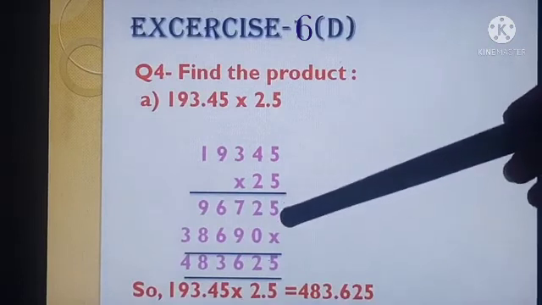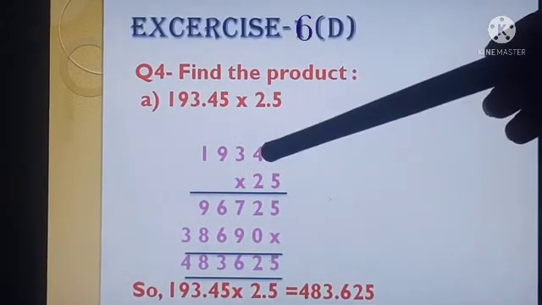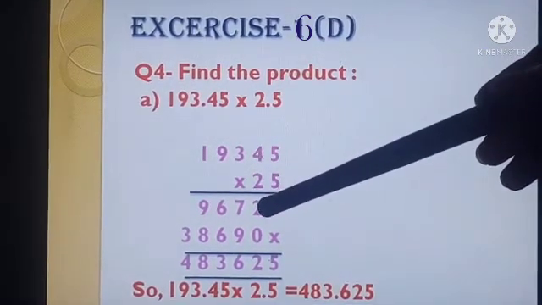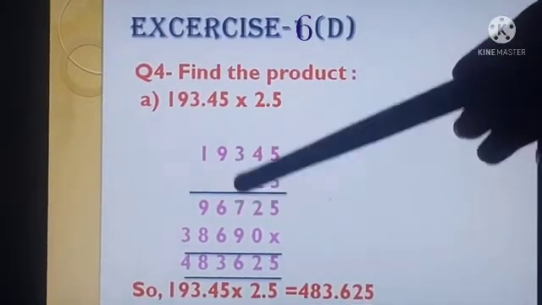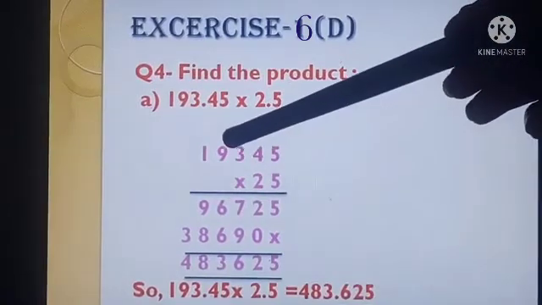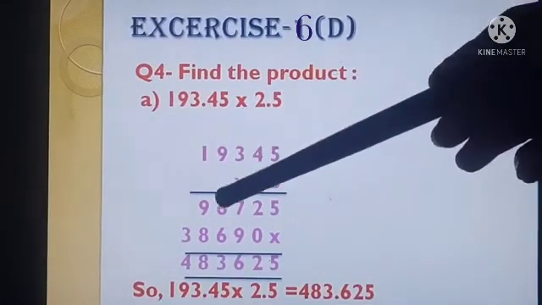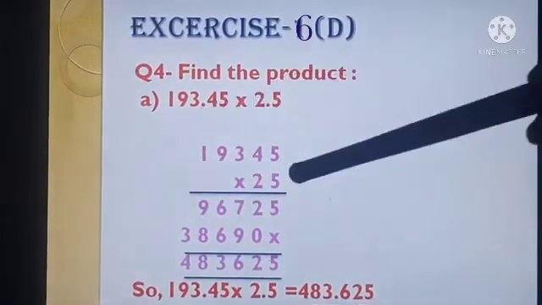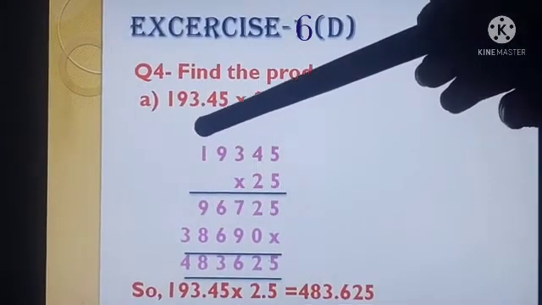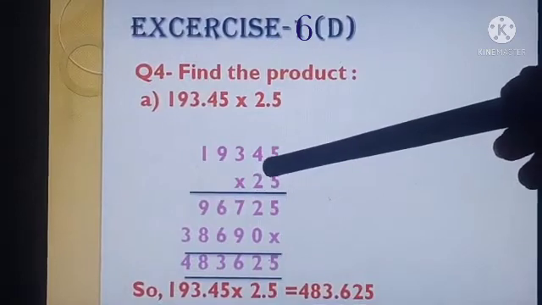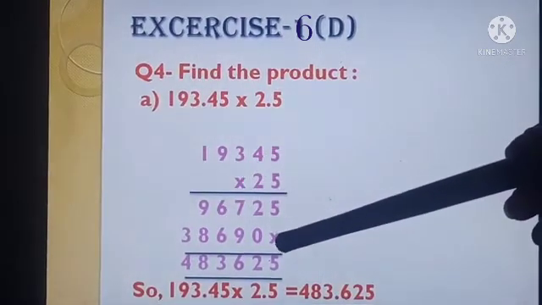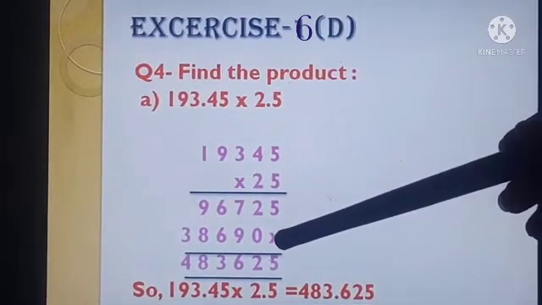5 5s are 25, 5, 2 carry. 5 4s are 20, 20 plus 2, 22, 2 and 2 carry. 5 3s are 15 plus 2, 17, 7, 1 carry. 5 9s are 45, 45 plus 1, 46, 6 and 4 carry. 5 1s are 5 plus 4, 9. Now we will do multiplication with 2, which is on the tens place. So we will put a cross sign here on the ones place.